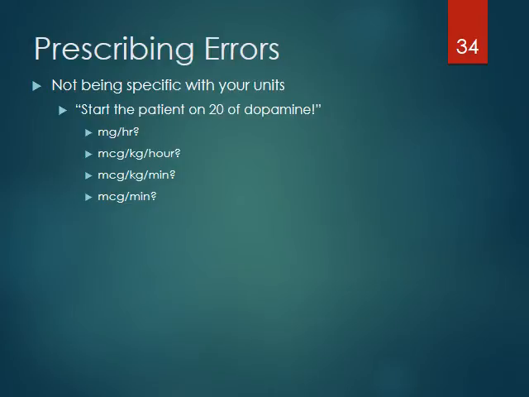I've seen cases where nitroglycerin was run incorrectly. An entire bottle was infused into a patient within, say, 20 minutes because it was going at mics per kilo per minute instead of micrograms per minute. So don't take it for granted that everyone knows what you're talking about, because really none of us are going to be psychic. You need to be specific and say, start the patient on 20 micrograms per kilogram per minute of dopamine.